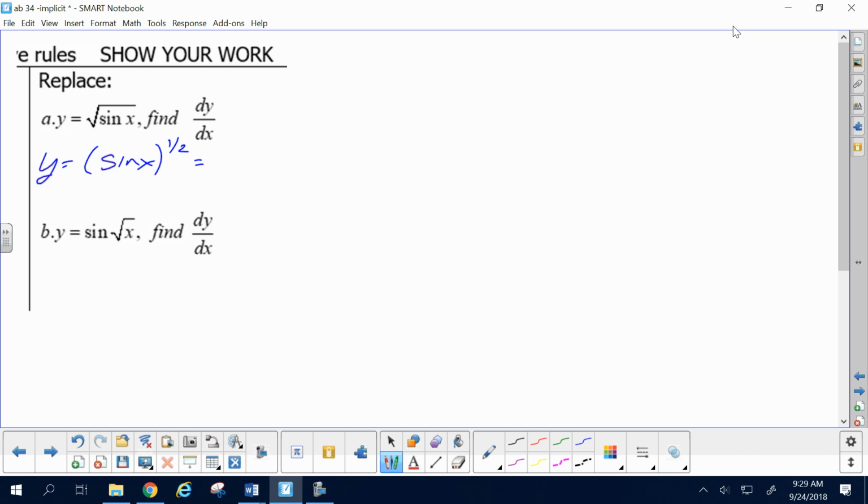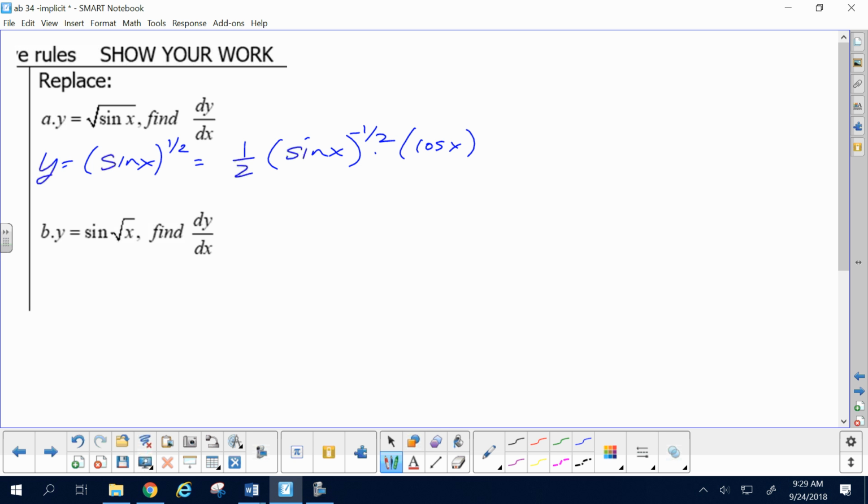How do you take the derivative of blah to the 1/2? The derivative by the power rule is 1/2 comes down, drop it to the negative 1/2, and what's inside stays inside. Right? So the derivative on the outside, but then times the derivative of the inside. What's the derivative of sine? Cosine. That's your result.